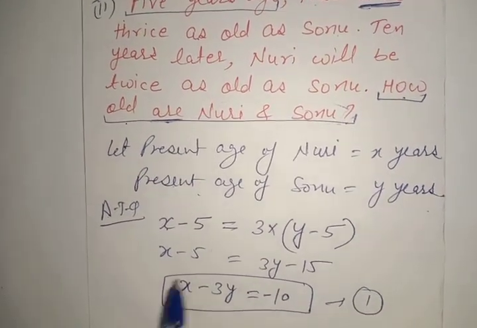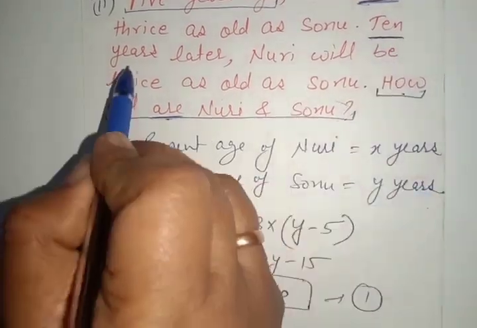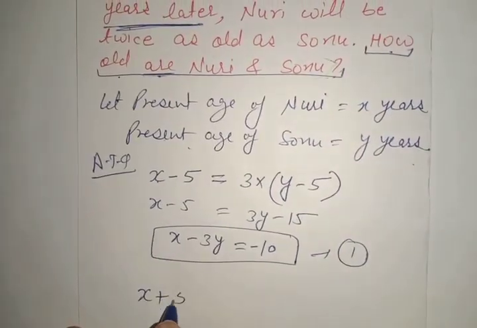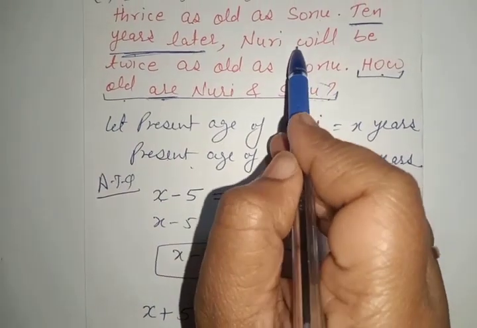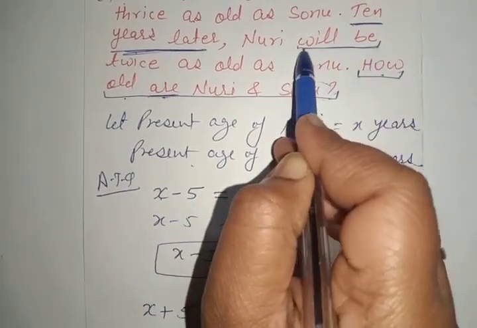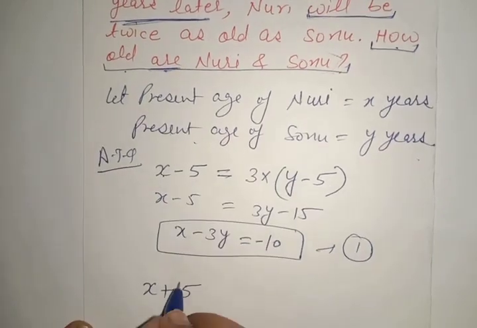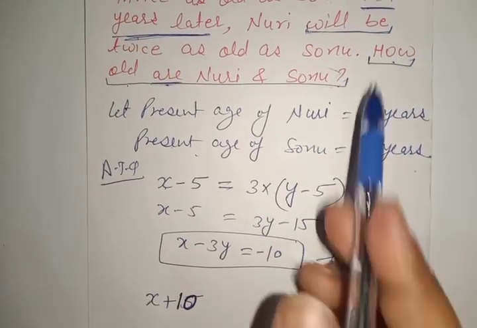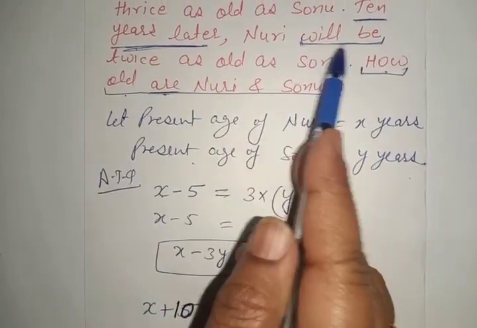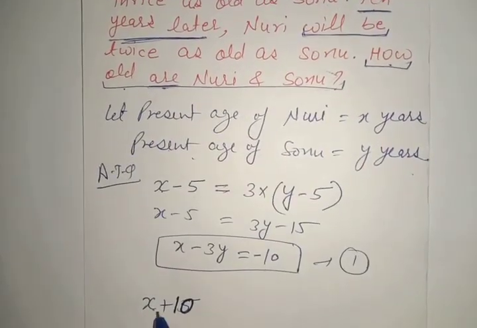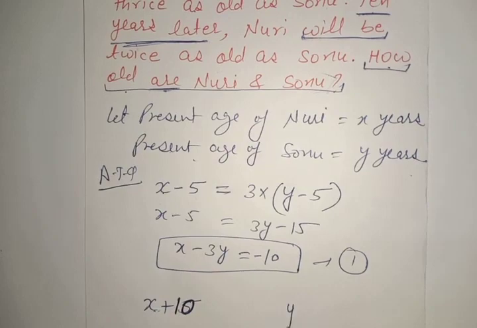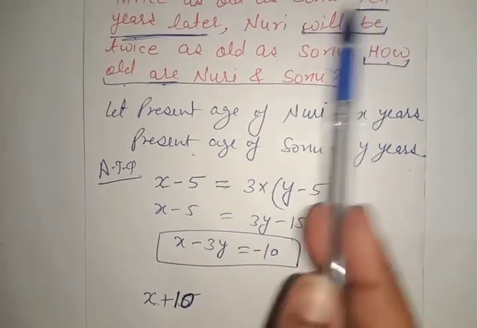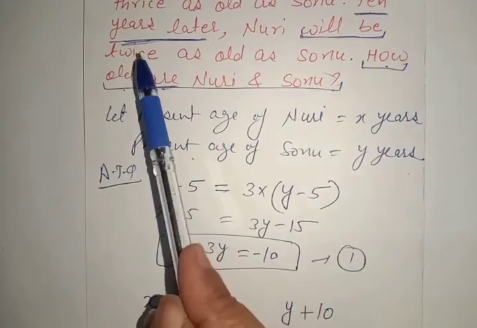Second equation is 10 years later. Tense used here is will be. Will be means plus 10 years later. 10 years later will be means after 10 years. Noori will be x plus 10 and Sonu will be y plus 10. Now question says 10 years later Noori will be twice.